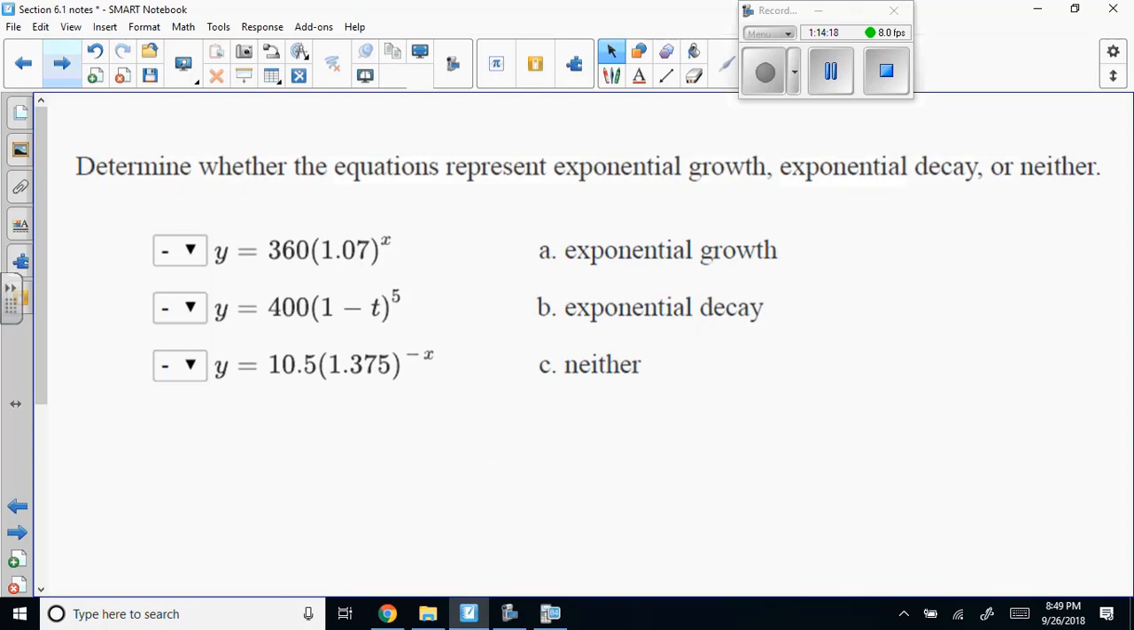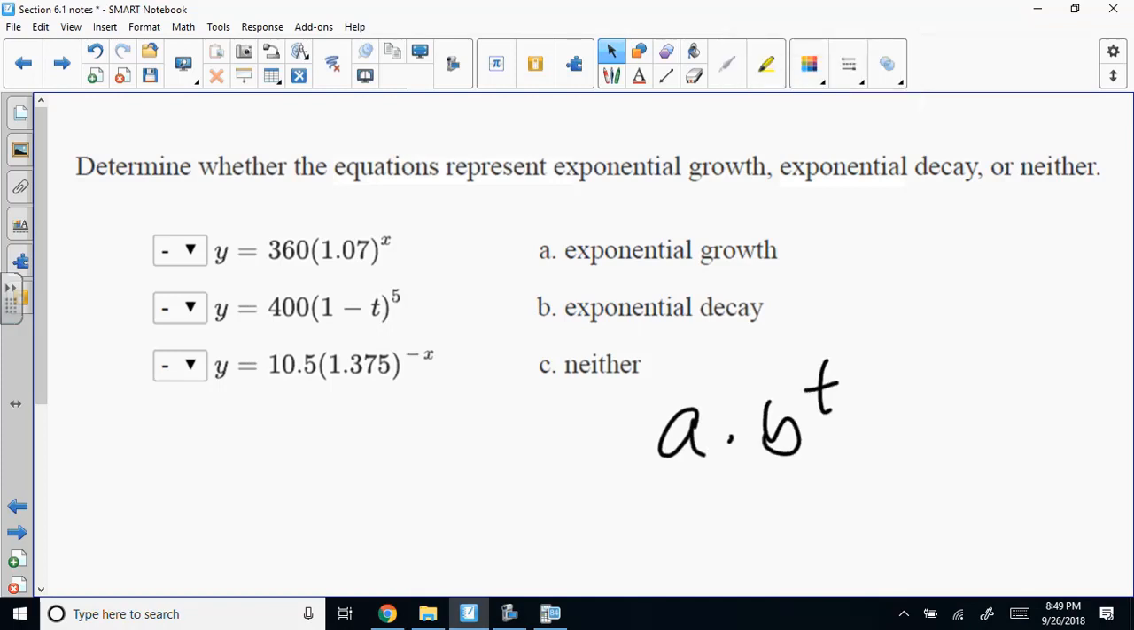All right, so let's determine whether the equation represents exponential growth, exponential decay, or neither. Growth means that the base, and we got to look at this because these are all in the form a times b raised to the x or t, right? Doesn't really matter. But here's your base. That's your base. If that base is greater than 1, we have a growth.